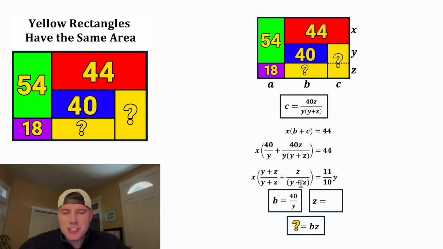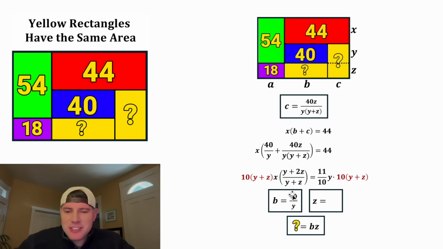So now these two fractions have a common denominator, so we can combine them into a single fraction. We have Y plus Z over Y plus Z. And that'll simplify into Y plus 2Z over Y plus Z. And now from here, to get rid of these denominators, let's multiply both sides by 10 and Y plus Z.